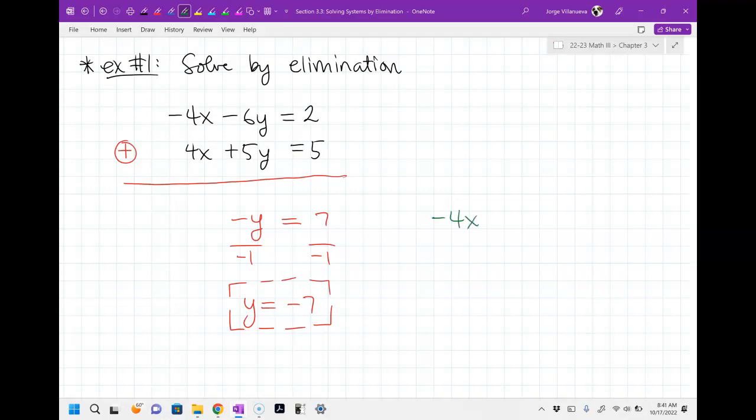So negative 4x minus 6 times y, which is negative 7, equals 2. Again, this is the top equation. Notice how there's only one variable to solve for, the letter x. That's what I need, right? So this is going to be negative 4x plus 42 equals 2. We'll subtract 42 on both sides.